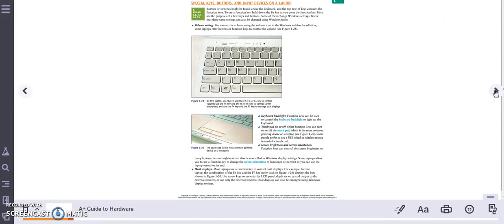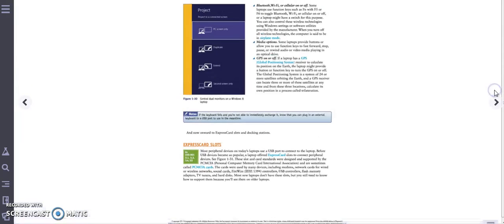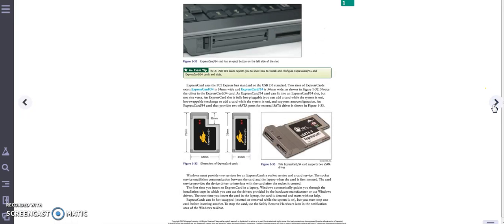Here it talks about special keys, buttons, and input devices on a laptop. Different type of express card slots. PCI Express. And express cards.